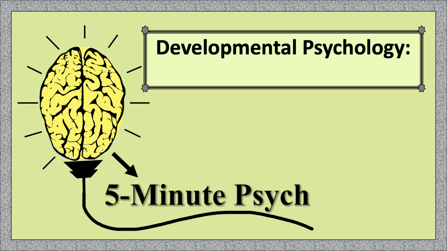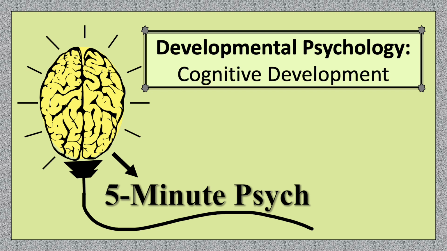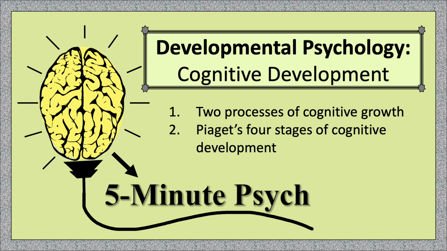In this 5-minute segment, we'll look at cognitive development, starting with 2 processes that Piaget believed led to cognitive growth. Then we'll look at Piaget's 4 stages of cognitive development before we evaluate Piaget's theory.